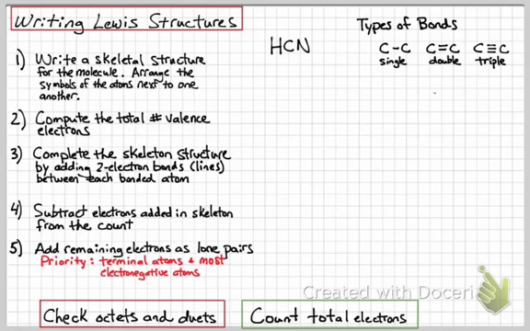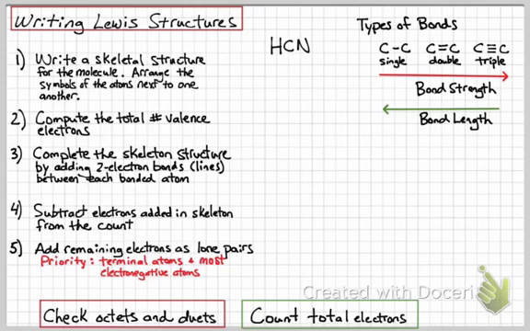These different types of bonds have slightly different properties. For instance, the bond strength increases in going from single to double to triple bonds. Bond length, the distance between the atoms, decreases as you go from single to double to triple bonds. So in other words, the single bond is the longest, and the triple bond is the shortest. Okay.